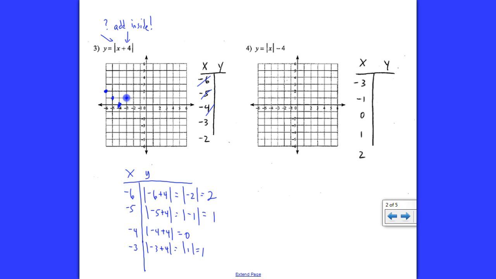-3, look what happened right there. Did you see it? It turned. And I'll go ahead and give you the last one. -2 works out to be +2. All right, so we end up with this shape right here. Connect it with a straight edge.